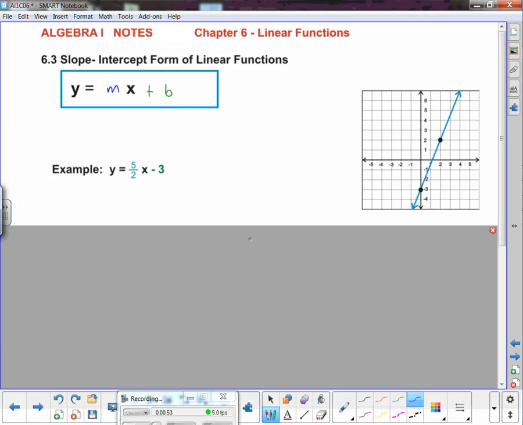So what we have here is the m, the slope, and the b, the y-intercept. The m, the slope, and the b, the y-intercept. And this is the most efficient form for graphing a linear function.